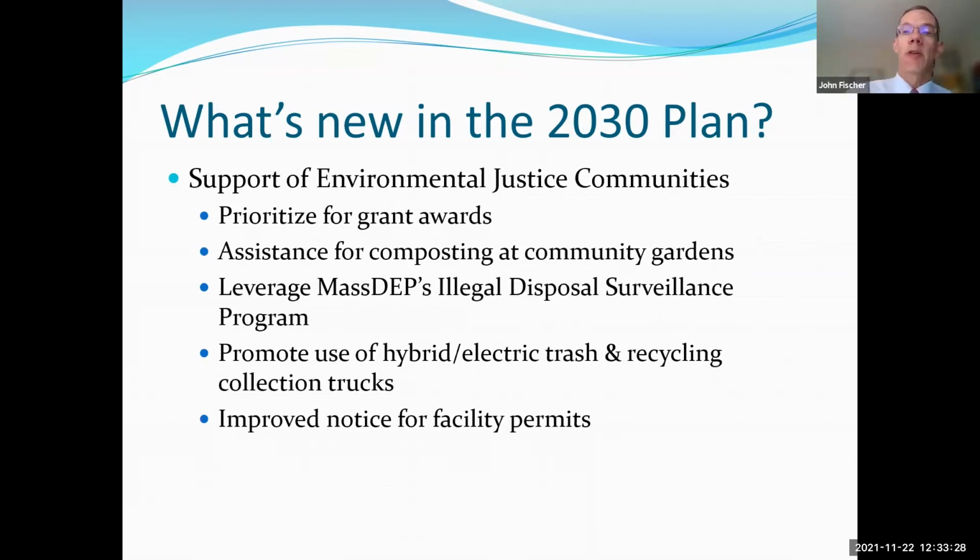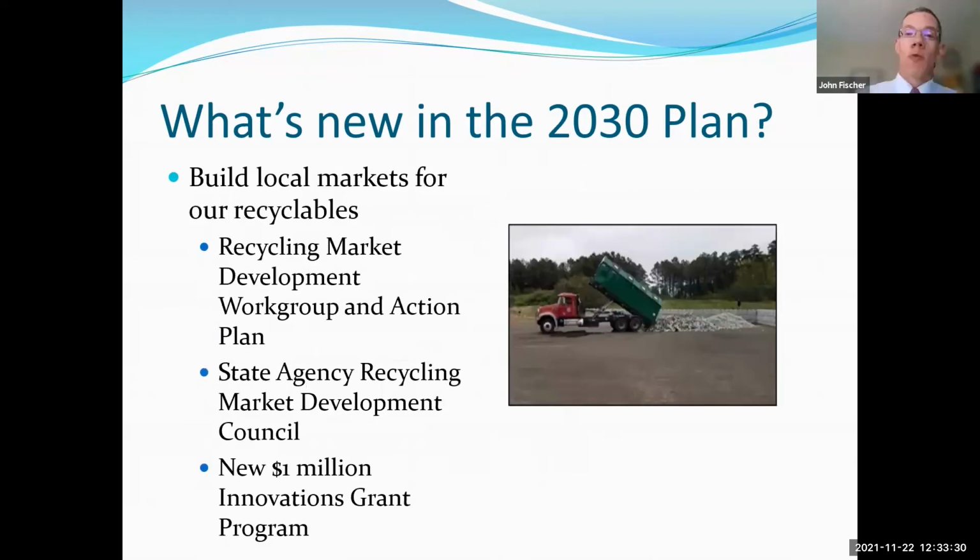Another section of the 2030 plan where we've really tried to ramp up our efforts is relative to building more local markets for our recyclables. That may not work for all materials, but we believe there are certain materials where there are really great opportunities to build local markets for those materials, get them managed close to home, and as I mentioned earlier, keep some of the business development and job creation benefits associated with those recycling markets here in Massachusetts.